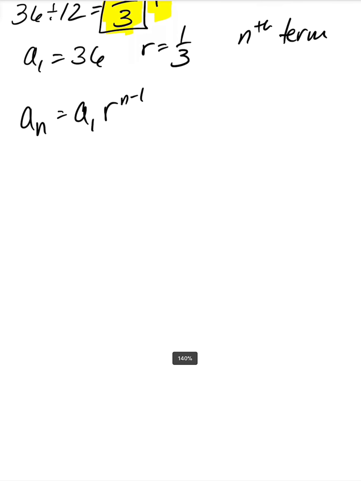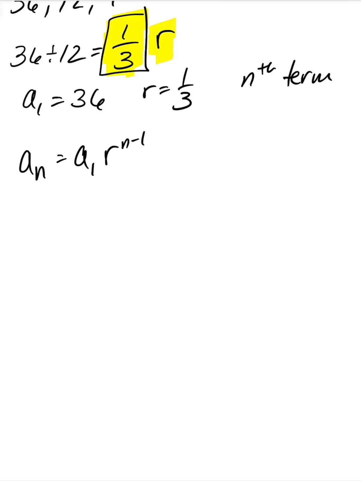Okay? So now the question is, what do I have here to plug in? So I notice the different terms I have. I have my first term, I have my r, and then I have it raised to a power of n minus 1, and then I have my a_n. Now the a_n is a term that you're not going to know. That's the one that you want to find.